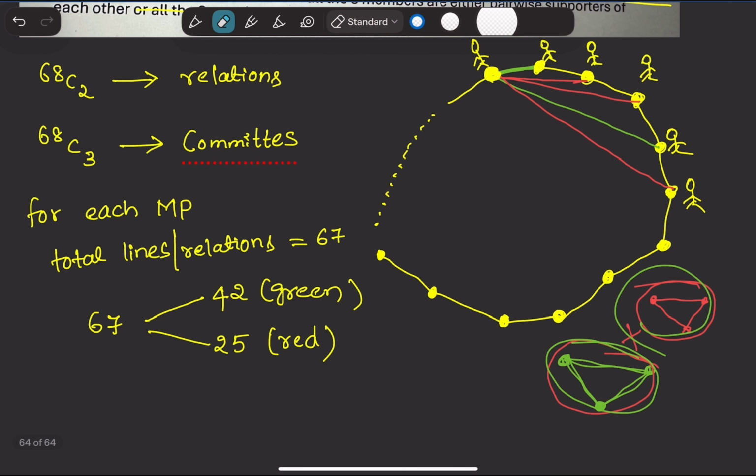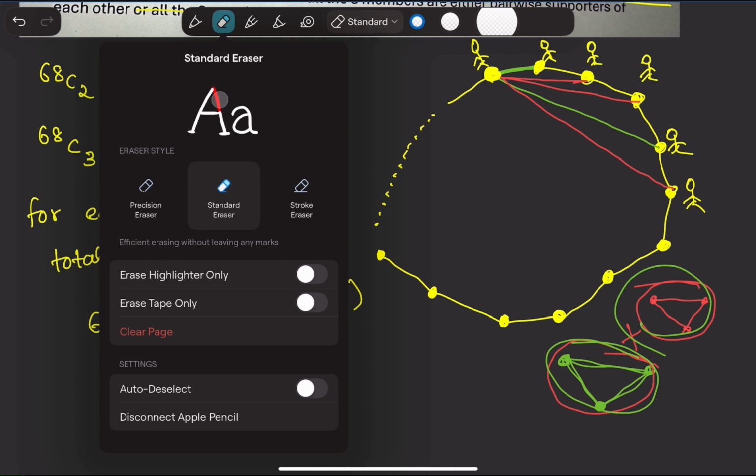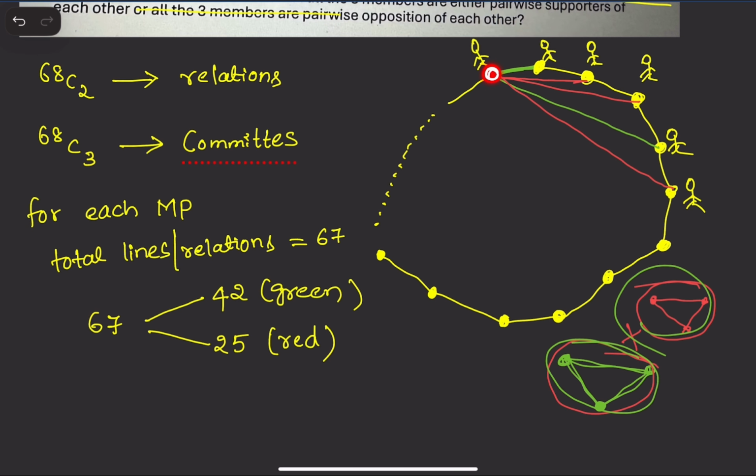So let us say we choose any one vertex. So let us say this vertex. At this vertex, we know 42 green lines are drawn.